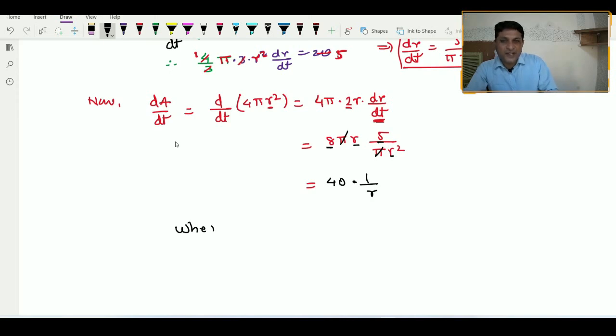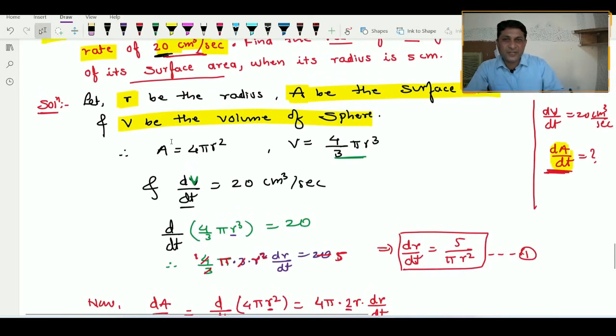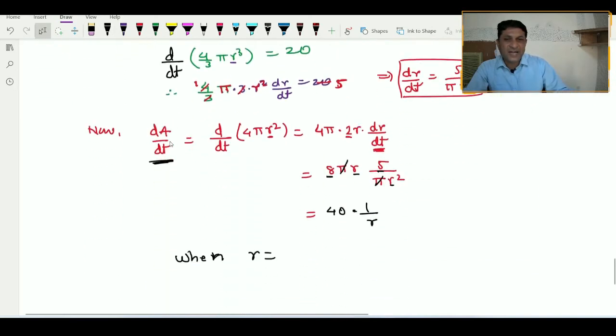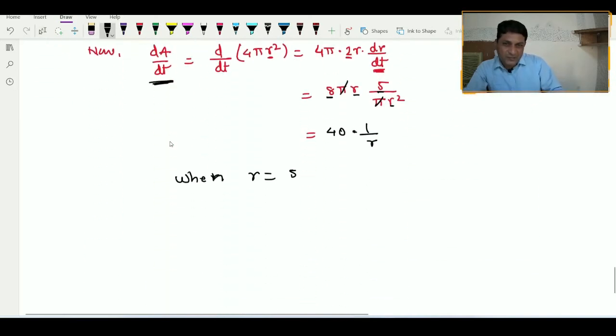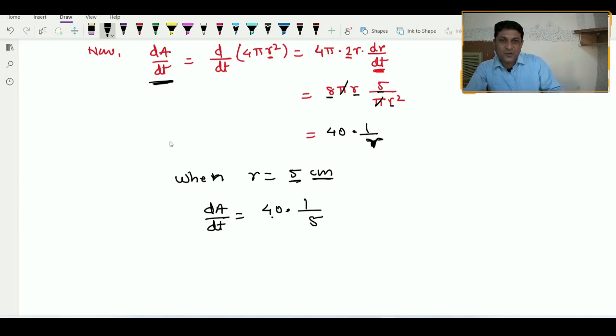But the question is to find the increase in area, which means dA by dt, when r is equal to how much? If you observe our example, we have to find the increase in area when r is equal to 5 centimeter. So replace r by 5 centimeter. The given condition is r equal to 5 centimeter. So dA by dt will be equal to 40 into 1 by r, and replacing r by 5, 40 upon 5 will be equal to 8. So dA by dt is equal to 8. This is our required value. dA by dt means the increase in the area.